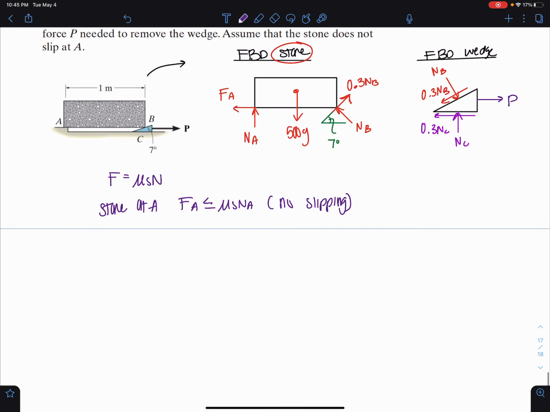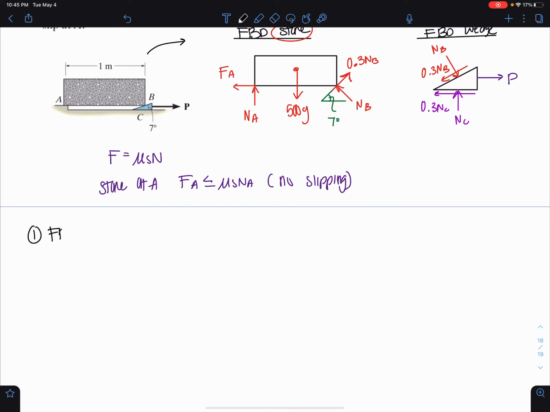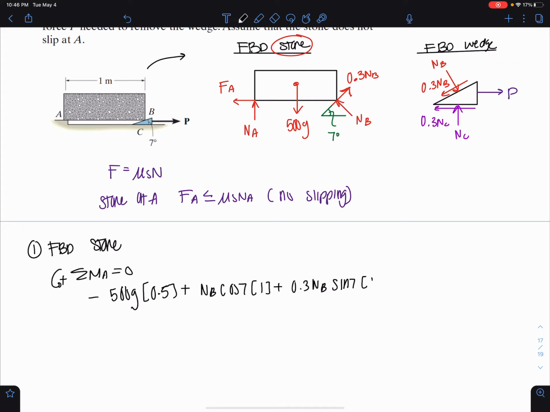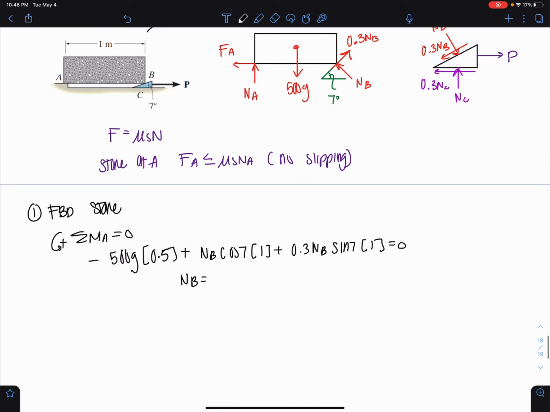Okay, so let's start with the FBD of the stone that we're working with. Let's sum our moments about point A, set that equal to 0, counterclockwise is positive. We have negative 500 g times a moment arm of 0.5 plus NB cosine 7, 0.3 NB, and we can actually directly solve for NB.